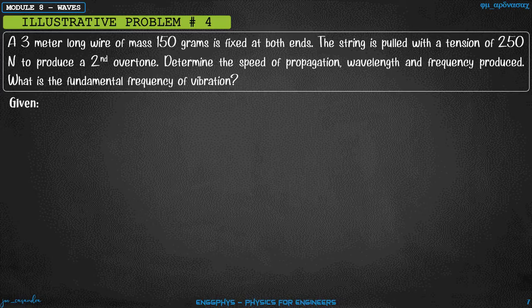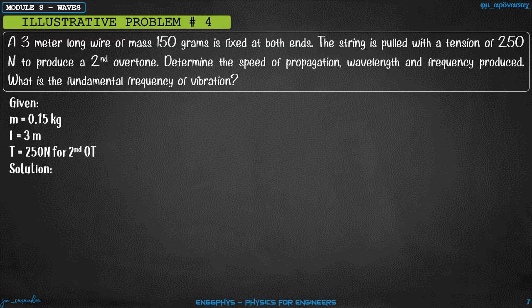For this problem, we're given the mass of 0.15 kilograms, the length is 3 meters, and we're given the tension for the second overtone, which is 250 newtons. What we would like to solve first is the speed of propagation. For the speed, as we have said, for strings that is equal to the square root of tension divided by mu.